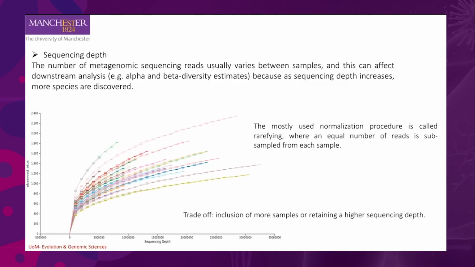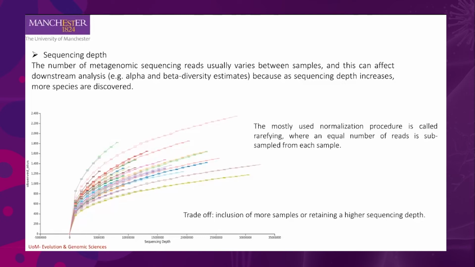So the sequencing depth. As we discussed before, the number of metagenomic sequencing reads usually varies between samples. And of course, this can affect the downstream analysis, for example, the alpha or the beta diversity estimates, or the relative abundance, or differential relative abundance. And this is because, as we see, as sequencing depth increases, more species are discovered.